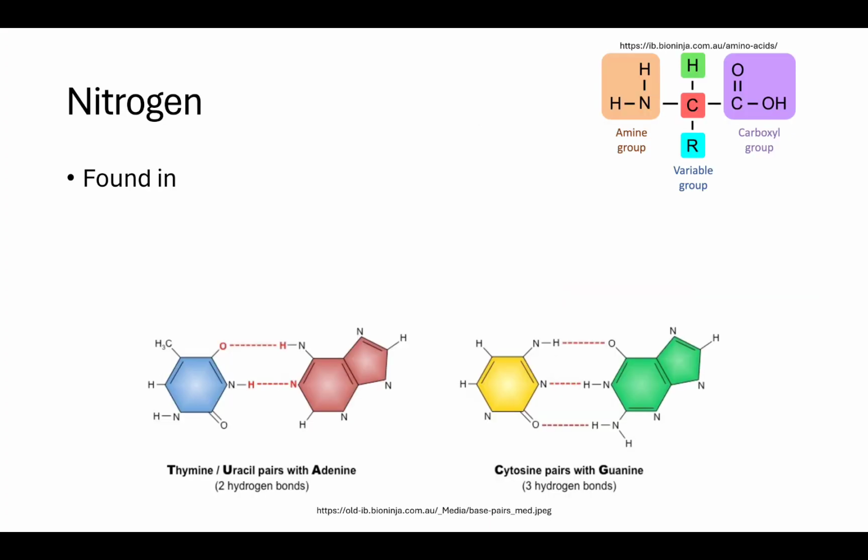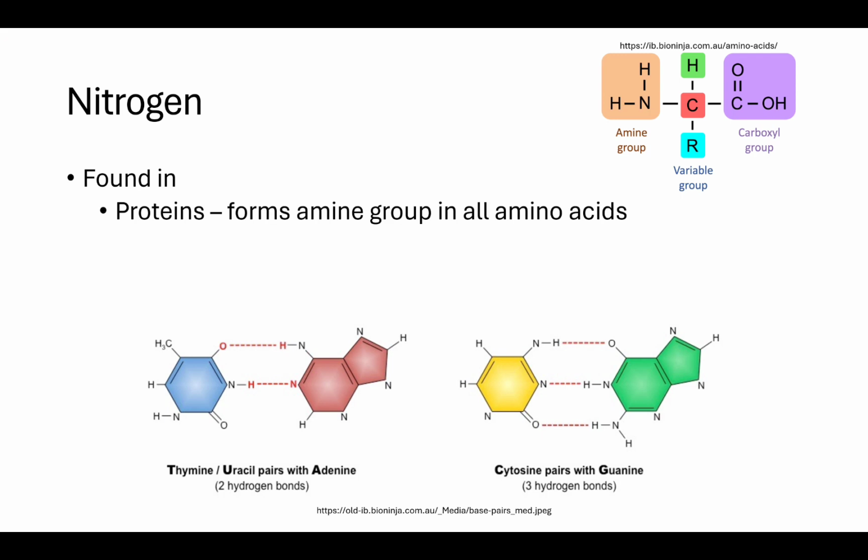And then finally, nitrogen is found in 2 different types of biomolecules. It's found in proteins. So this diagram right here is showing you the generic structure of every amino acid. So every amino acid has a central carbon. It's going to have a hydrogen coming off the top of that. It's going to have an amine group, which you'll see has nitrogen, and it has a carboxyl group and a variable group. What I wanted to point out is the fact that that amine group, which is in every single amino acid, is a nitrogen-based group.